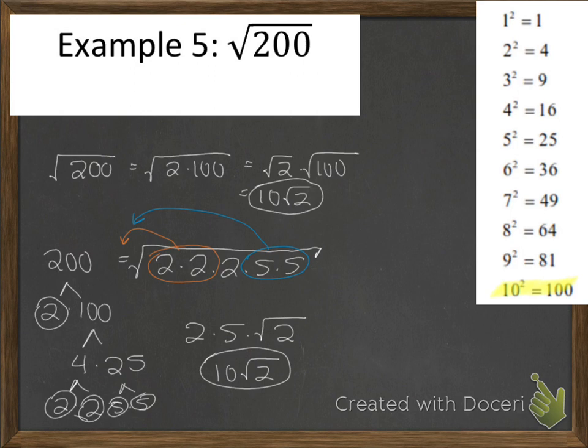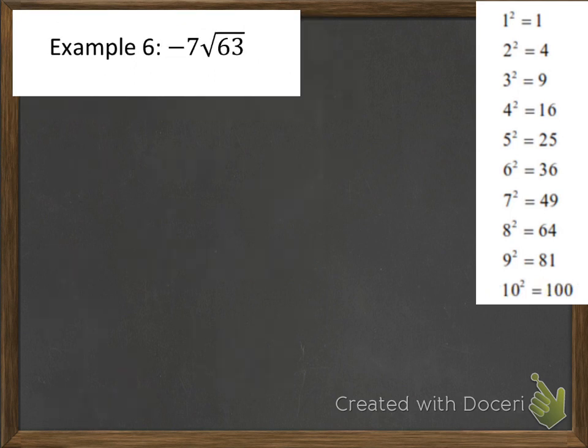Again, both equally valid methods. Pick the one that makes the most sense to you. Example 6. Now we have a negative sign, but that's okay because the negative sign is outside of the radical. So we have negative 7 times the square root of 63.